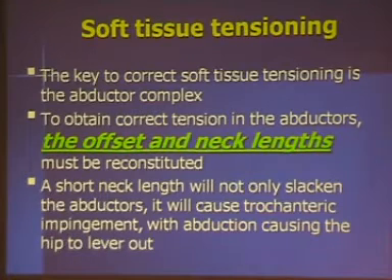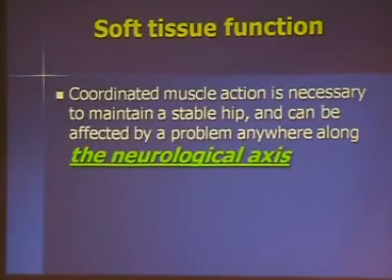And the fourth test for those who do total hip is to see the telescoping or shuck test, also the limb length, the stability, and the offset to see whether the offset is properly reproduced to its anatomical position or not. Finally, the soft tissue function, coordinated muscle action is necessary to maintain a stable hip, and this can be a problem anywhere along the neurological axis.